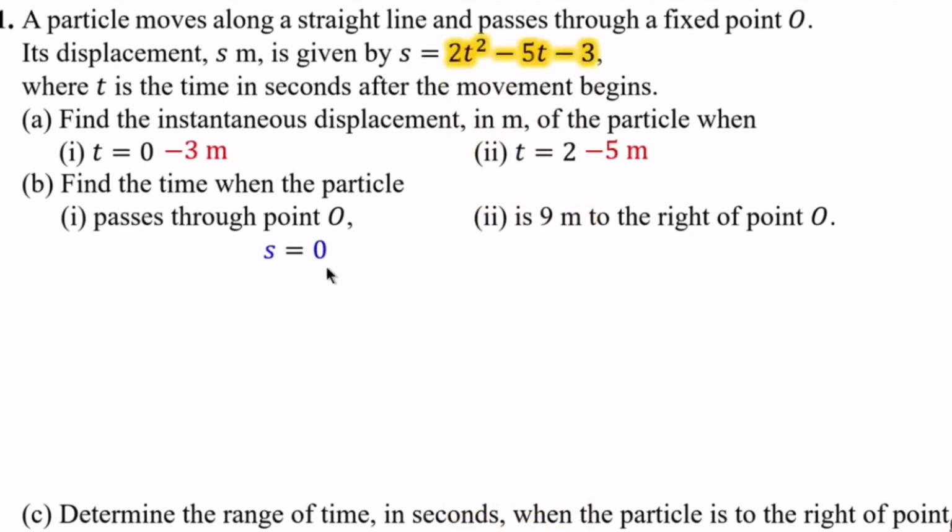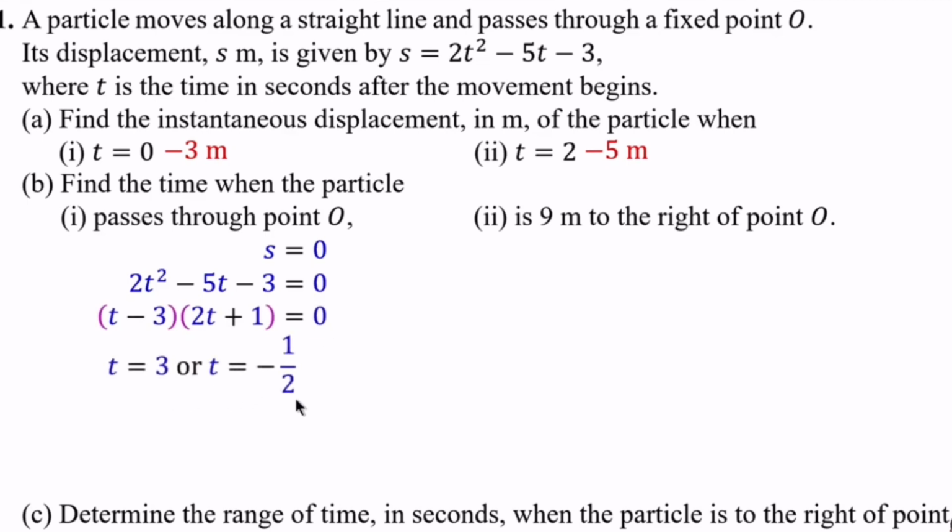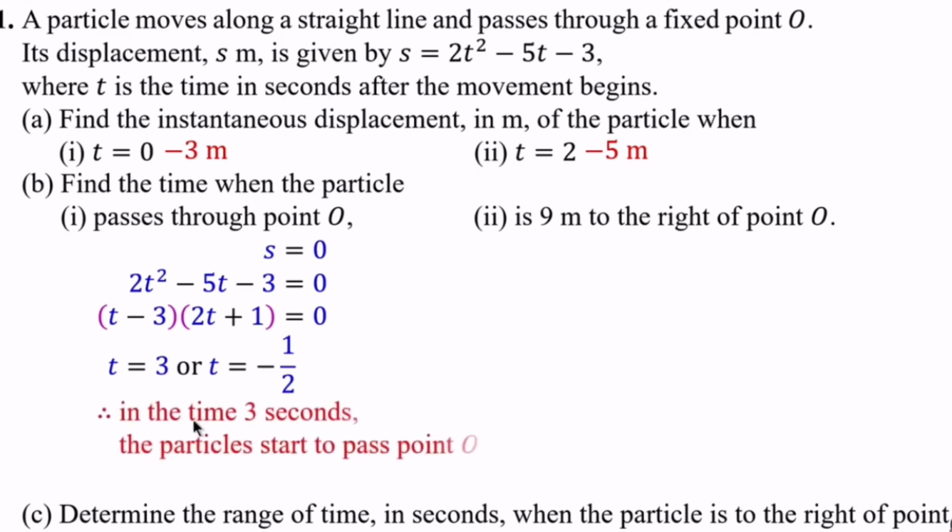Find the time when the particle passes through the point O. When the particle passes through the point O, the displacement is equal to 0, right? So then we will let 2t squared minus 5t minus 3 equal to 0, and we will factorize and find the t. So based on logic, we will choose a time which is positive, right? Logically, we don't have negative in terms of time, right? Negative value we don't have.